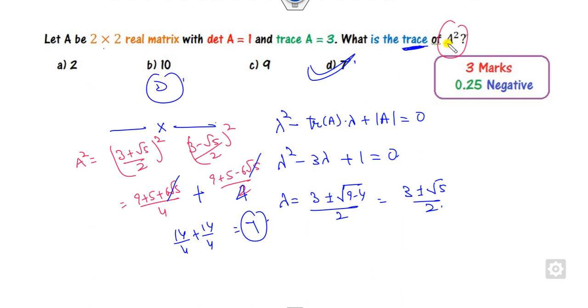Because you need that A square. So you have to find this, the eigenvalue of A. You find the eigenvalue of the A square and so on.